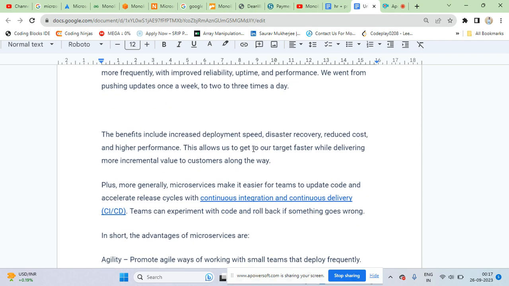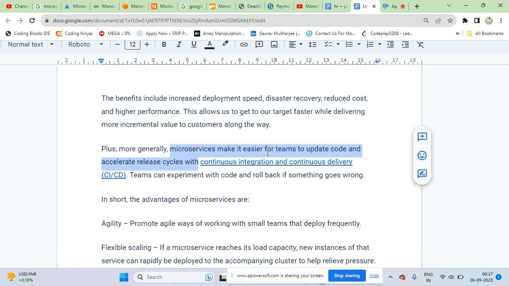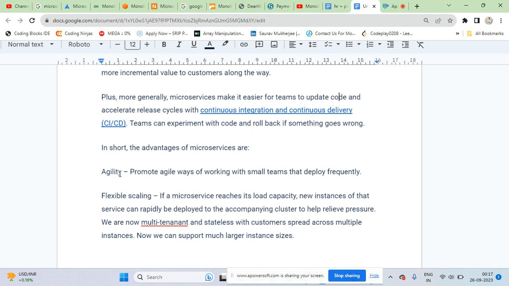The benefits include, again, increased deployment speed. Microservices make it easier for a team to update the code and accelerate the cycles. So these are the advantages. Sorry, agility. They provide you agility.